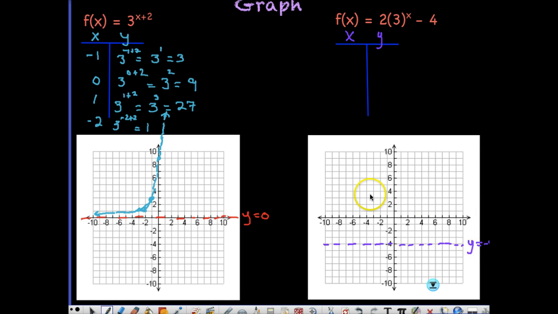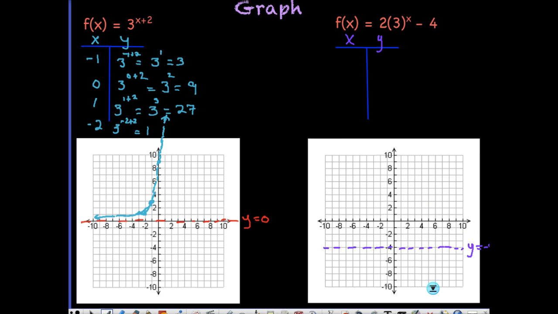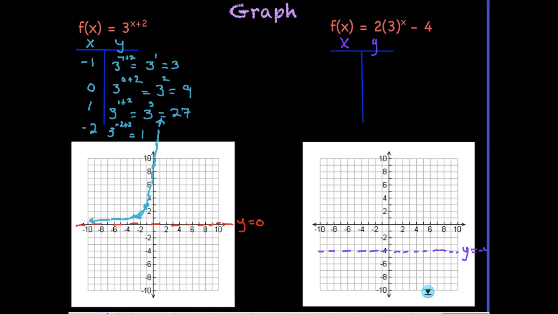The key then for you is to know that whenever you have a shift up or down, that will always impact the asymptote. A stretch or shrink does not, and a reflection does not, and a shift left or right does not either. Let's plug in some key points so we can graph this. Let's start with negative 1.